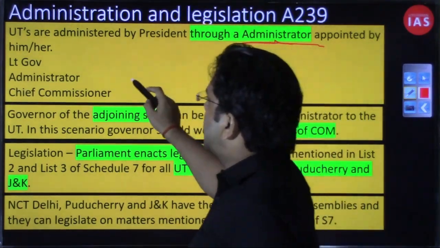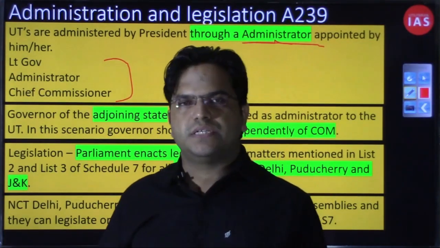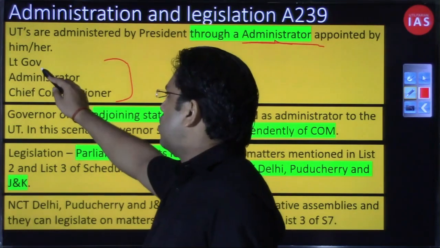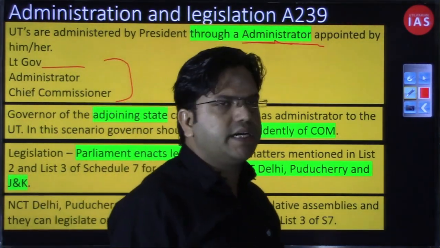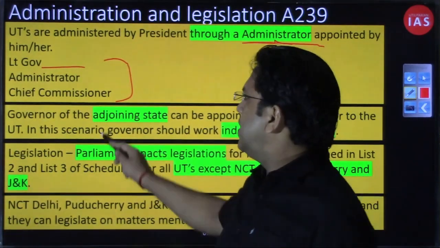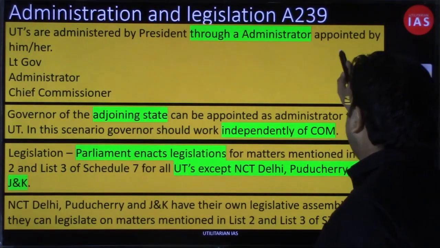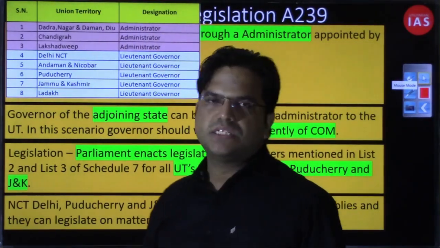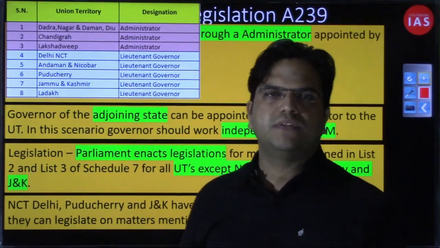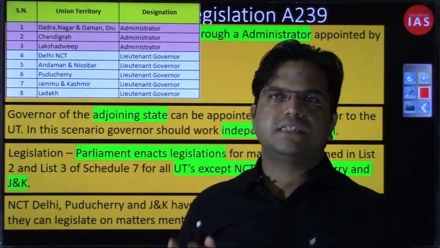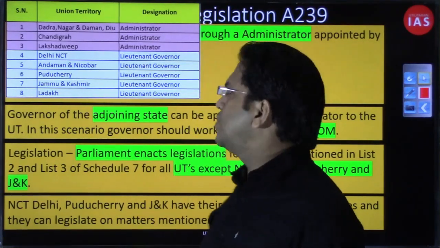However, he does have liberty that he can change the designation of these administrators, right? He can designate him as lieutenant governor, he can designate him as administrator, or he can designate him as chief commissioner. Consequently, you will notice that you have 3 union territories where you have this administrator: Dadra and Nagar Haveli, the recently merged union territory, then Lakshadweep, and then Chandigarh, right?